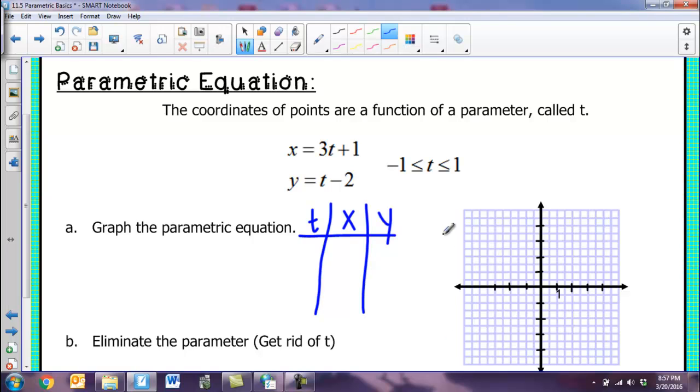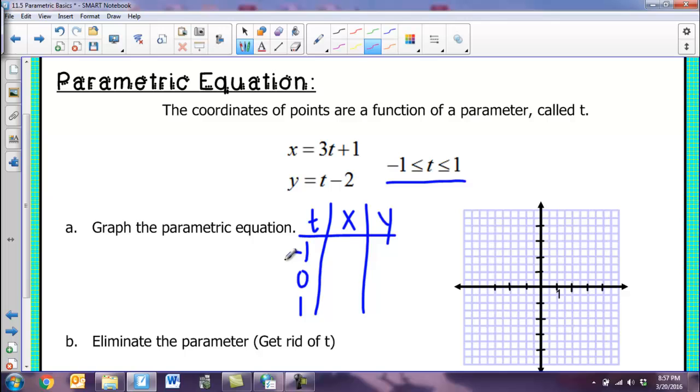The thing about this particular equation is they gave you a set of t's to use. They said here we're going to use the t's in between -1 and 1, and that includes them. I'm going to list those t values in my chart, and now I'm going to figure out what my corresponding x's and y's are.